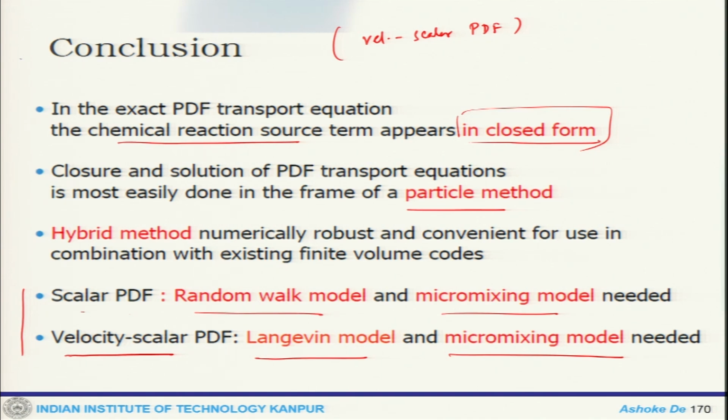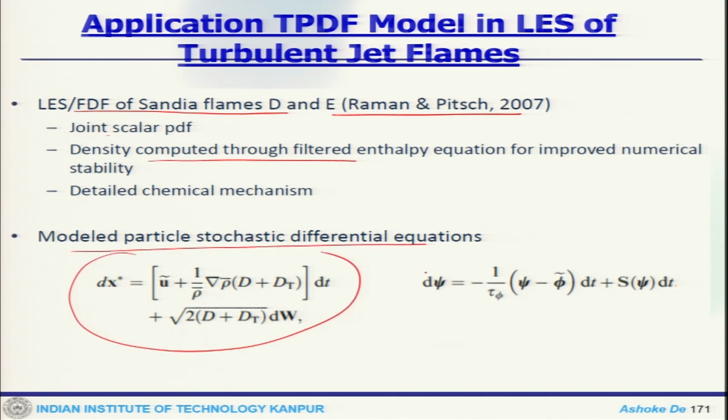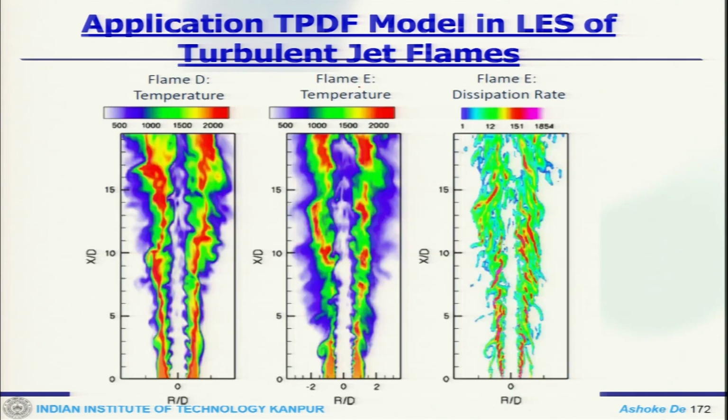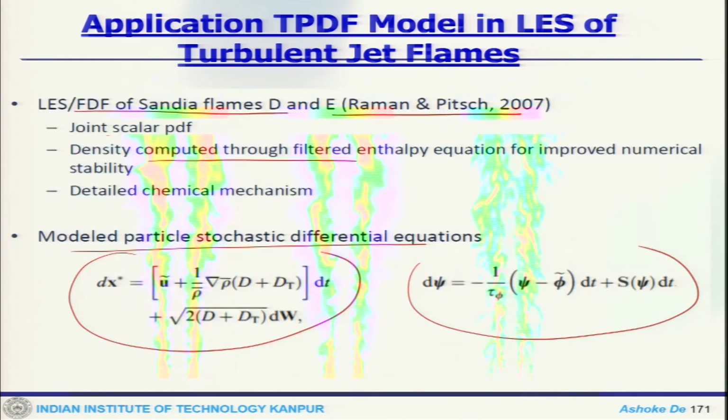Just to end this discussion with a simple example, you can see this model with an LES of a turbulent jet flame. This was done a long time back in 2007. This is Sandia flame D, where the joint scalar PDF was solved, which is computed through the filtered enthalpy equation and chemical mechanism. So the stochastic differential equations are for position and composition, where you can see the structure of D, E and A. These are instantaneous structures, how it looks, and there are mean values also which were compared. You can go to that reference and find out the rest of the detail.